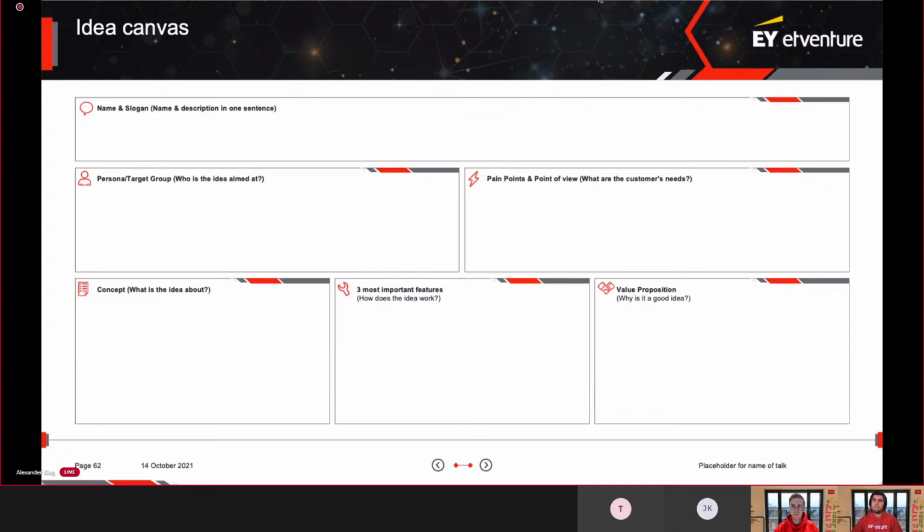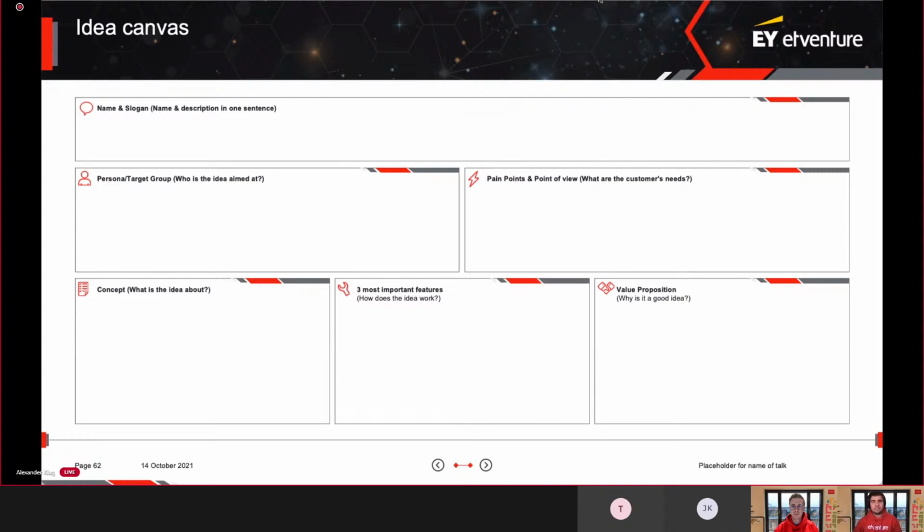Then what are the pain points and the point of view which you address? This is a very important point at this stage, because are you really focused on pain points, on the user-centric part, or is there maybe not a pain point and then you have to rethink?